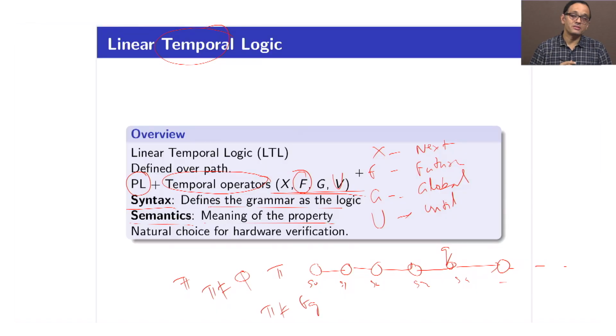So that I can understand the meaning of a complex property. LTL is very important because for most hardware verification it is a natural choice, since in hardware we always think about a trace. I am giving an input and the hardware is going through one execution path, and I have to check whether the property holds in that path or not. So, this execution is kind of linear. That is why LTL is kind of the default choice for hardware verification or circuit verification.